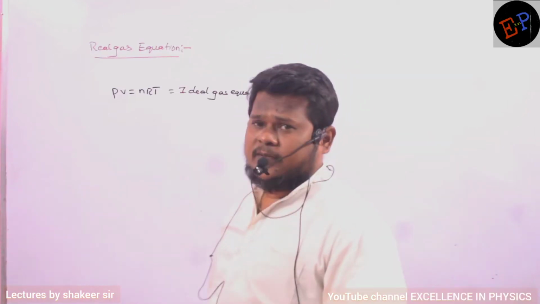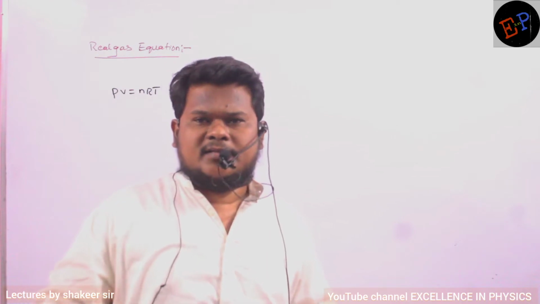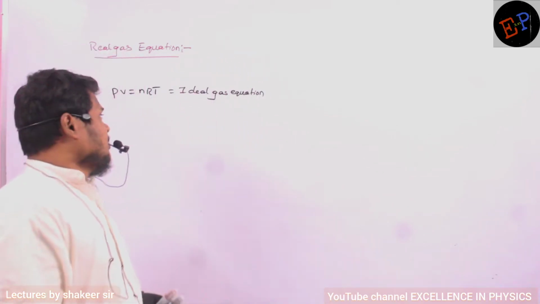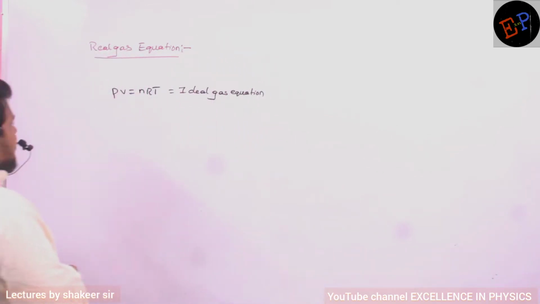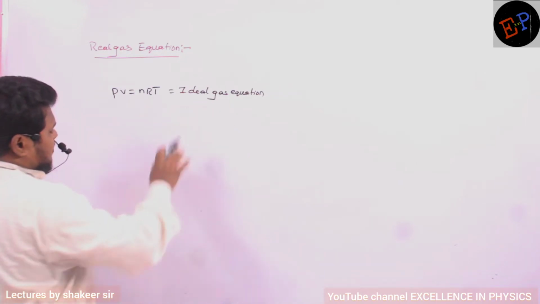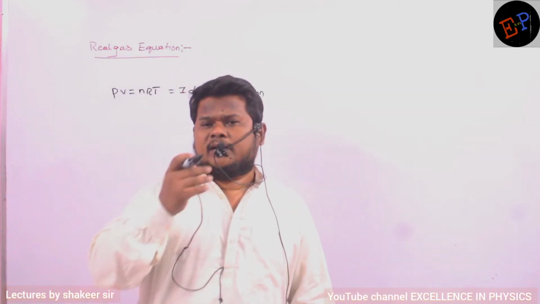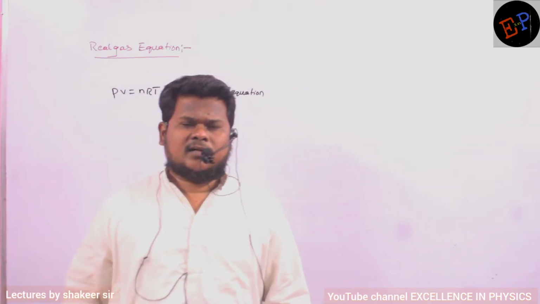So now we will study about real gas equation. Until now we have been studying about ideal gases. Now we are going to study about real gas. For example, if you take this one, this is the equation of an ideal gas: PV is equal to nRT. And how many ideal gases are there? Practically there are no ideal gases.